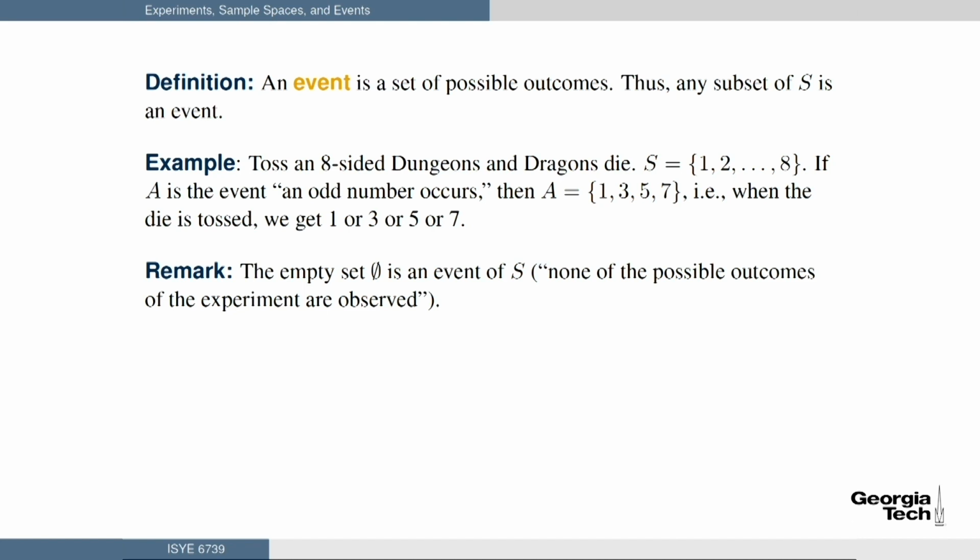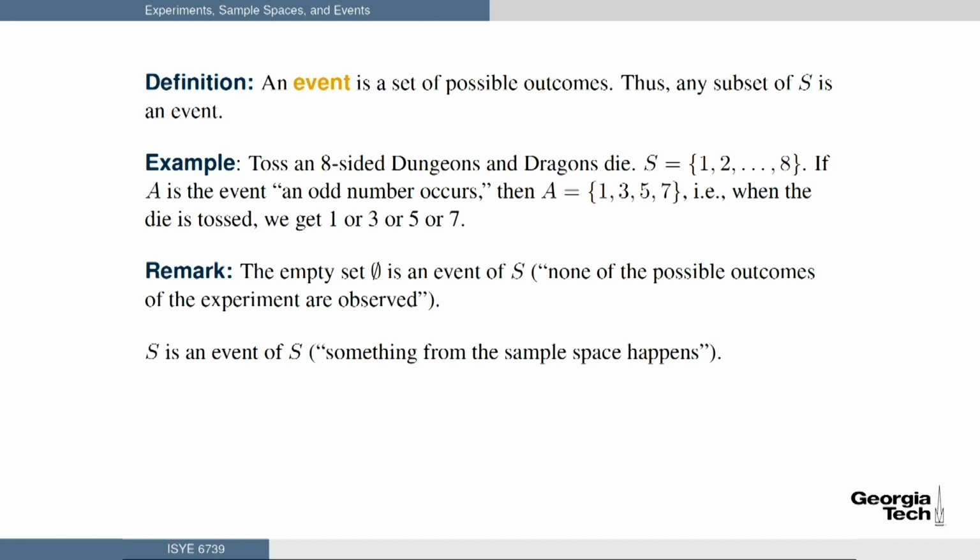This actually makes sense, because the empty set or null set is a subset of any set. And so therefore it's a subset of the sample space, and therefore by definition it's an event. It corresponds in plain English to none of the possible outcomes of the experiment are observed. And you may say, well, that's not very likely, and we'll see in the next lesson that the empty set always has probability 0. And we'll see that coming up.